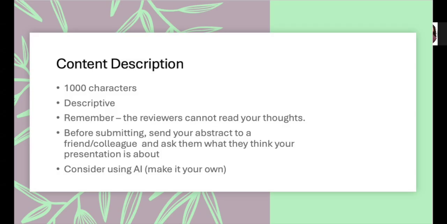Now, I want you to remember that the reviewers cannot read your thoughts. We don't know what you're thinking. We don't know the details that you're going to be putting into this. So write it up, and before you submit, send your abstract to someone that doesn't know what you're going to talk about, a friend, a colleague, a spouse, and ask them to tell you what they think that you're going to present about. And then consider running it through AI. Go ahead and use AI, but make the content your own.